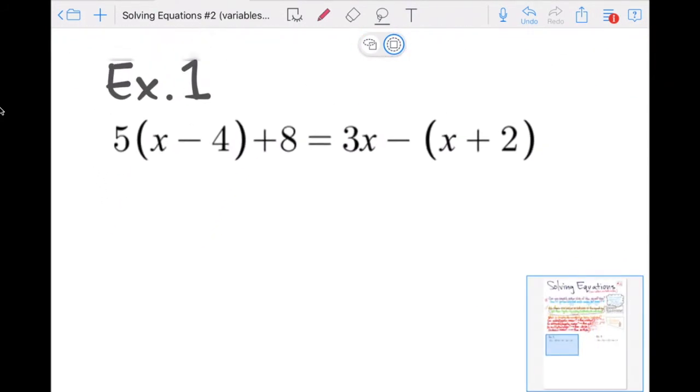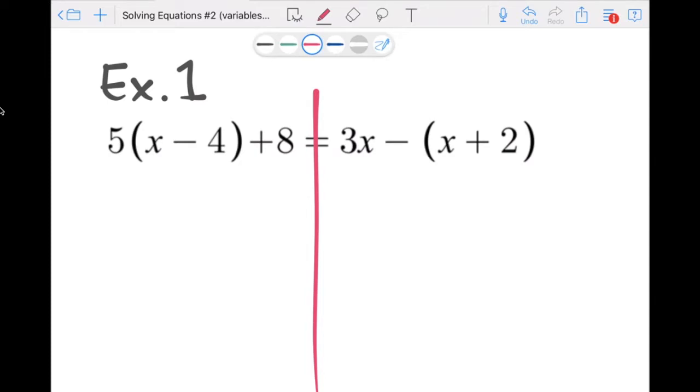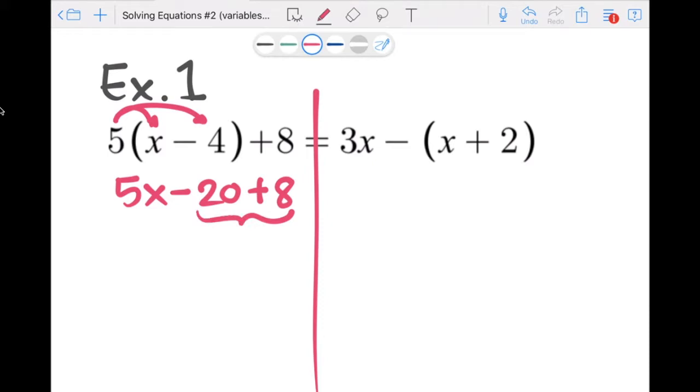I'm going to continue to talk you through the exact same process we used in the last video. So I'm going to make my two sides very obvious. And then the first question I'm going to ask myself is, can I simplify the expression on the left side of the equal sign? To that I say yes, I've got the ability to distribute here. So I'm going to multiply 5 times x and get 5x, and 5 times negative 4 and get negative 20, and then just bring down my positive 8. I can still simplify by combining these two like constant terms and get 5x minus 12.